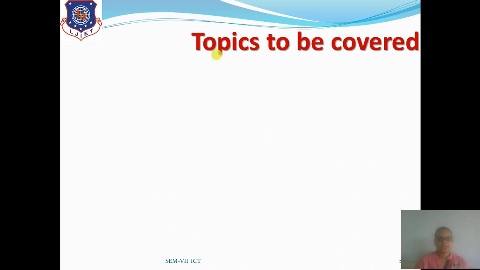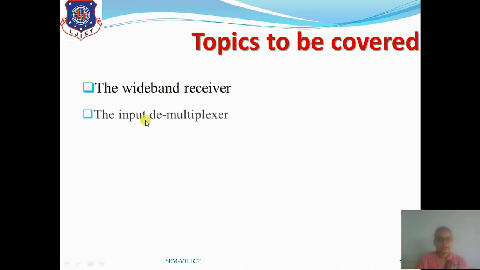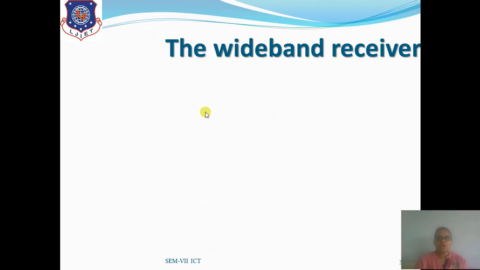The topics to be covered in the following session are the wideband receiver and the input demultiplexer. What is the significance of the wideband receiver, what is the significance of the input demultiplexer, and what is the need to design these two subsystems in the space segment, we will see in this session with the help of a block diagram. Starting with the wideband receiver.